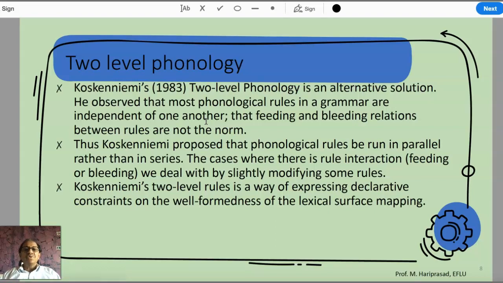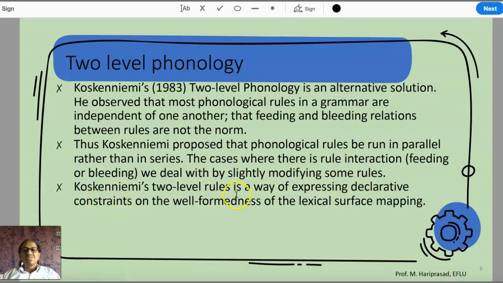And then what we do is, for feeding and bleeding relations, we follow different conditions. We'll put some conditions on it. Okay, we'll see how to do that also. Instead of following the rules one after another, or transducers one after another, we can use them in parallel. So Koskenniemi proposed that phonological rules be run in parallel rather than in series. The cases where there is a rule interaction like feeding or bleeding, we deal with by slightly modifying some rules.